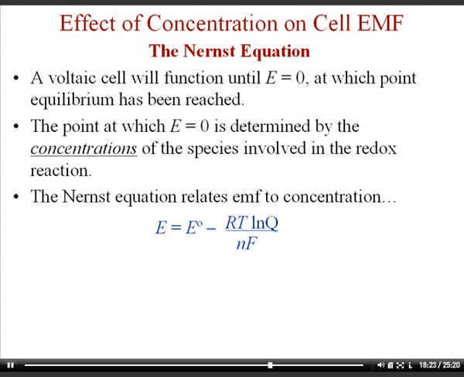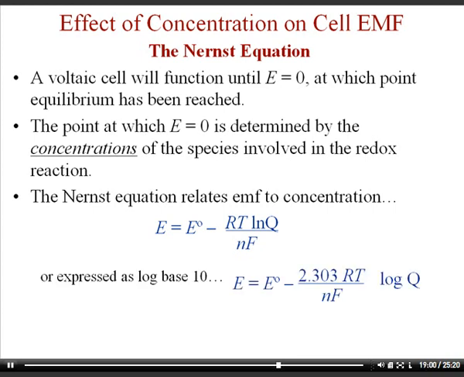We have E, which stands for the cell potential not at standard conditions, and that equals E naught minus RT times the natural log of Q divided by nF. R stands for the constant 8.31, T is the Kelvin temperature, Q stands for the reaction quotient, or the products divided by the reactants raised to their stoichiometric coefficients in our balanced equation, and again they have to be aqueous or gases to appear in Q, and n stands for the number of electrons, and F is the Faraday constant.